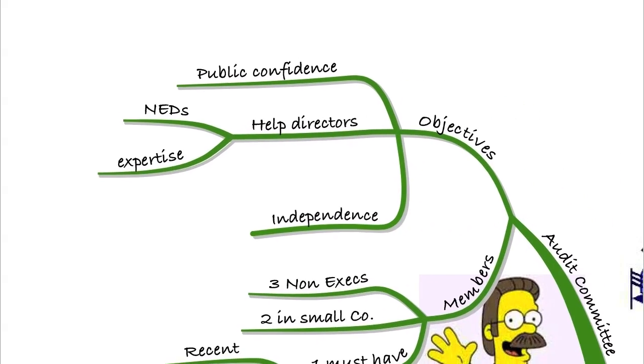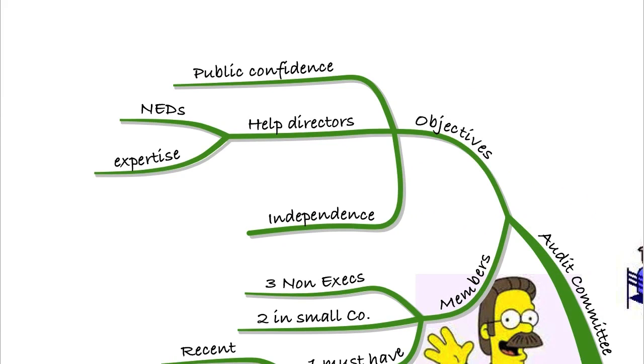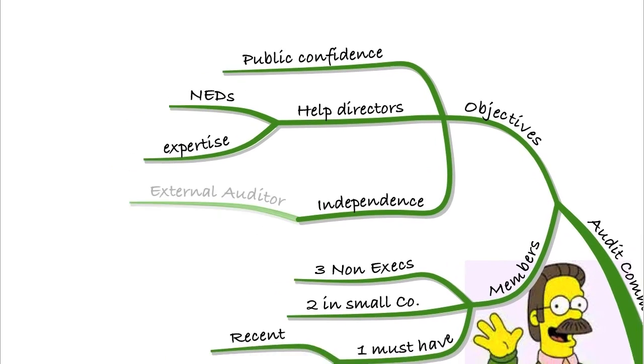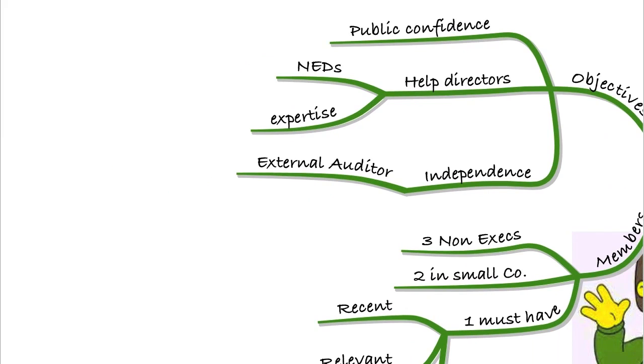Also, one of the main things is that they provide an independent oversight committee. So what they can do is provide independence for the external auditor, for example. So the audit committee can advise the directors on who should be appointed as the external auditor. They can then provide a function whereby the external auditor can come to the audit committee if there are any problems, or in fact just to report their findings, and that can be better than going directly to the board of directors.